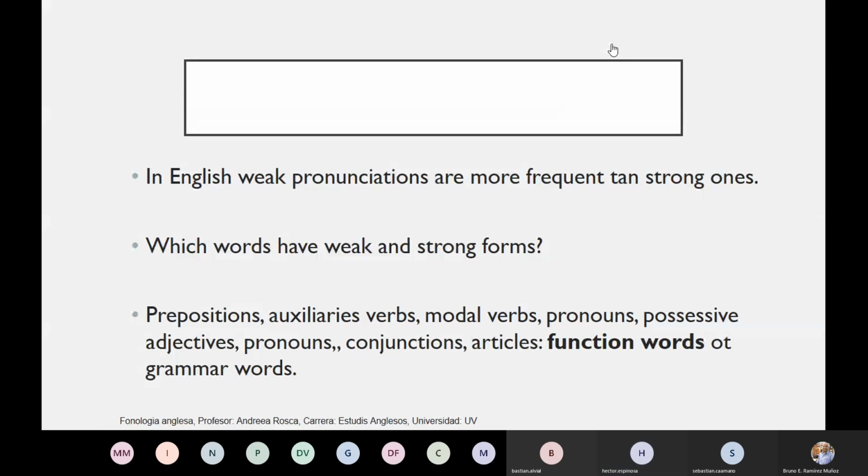In English, weak pronunciations are more frequent than strong ones. Which words have weak and strong forms? Prepositions, auxiliary verbs, modal verbs, pronouns, possessive adjectives, conjunctions, articles, function words, or grammar words.